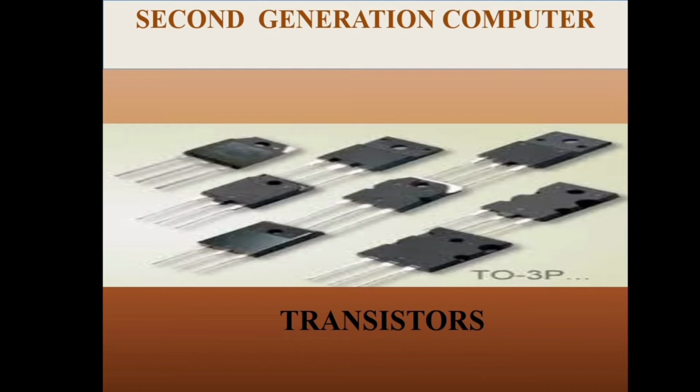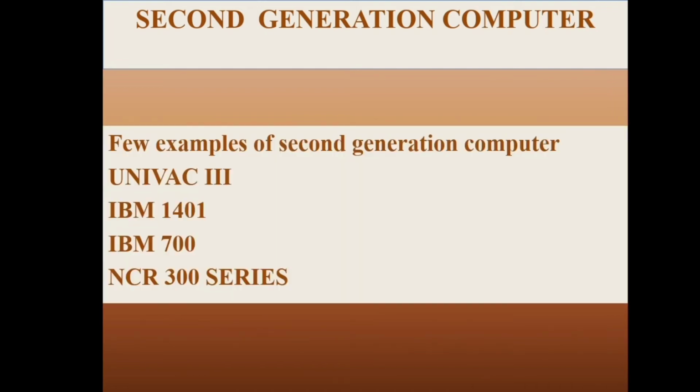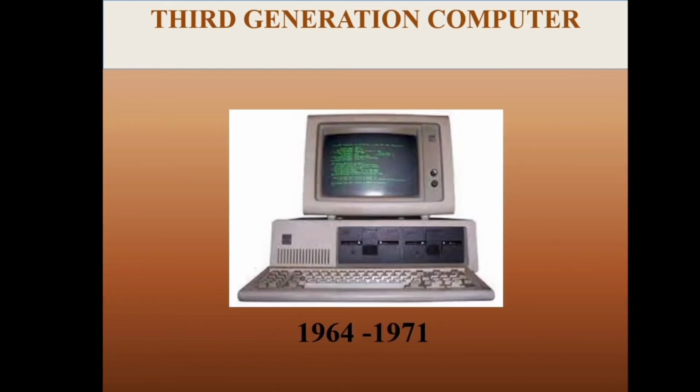And its features were that they were smaller and faster compared to the first generation computers. They were cheaper to maintain compared to the first generation computers. Here are a few examples of second generation computers, which are UNIVAC 3rd, IBM 1401, IBM 700, and ANSIA 300 series.